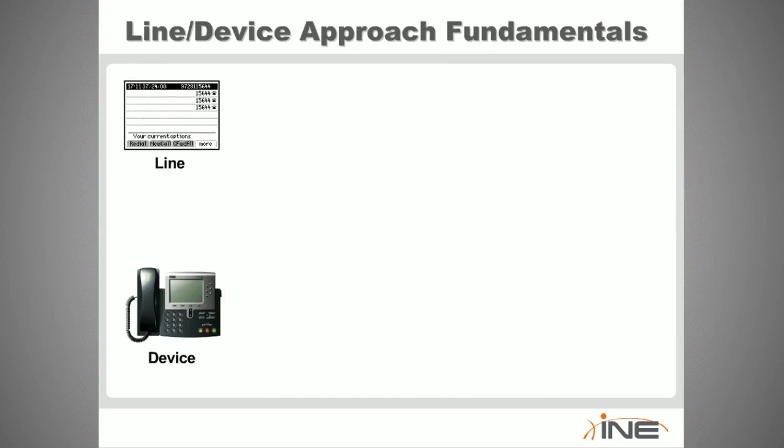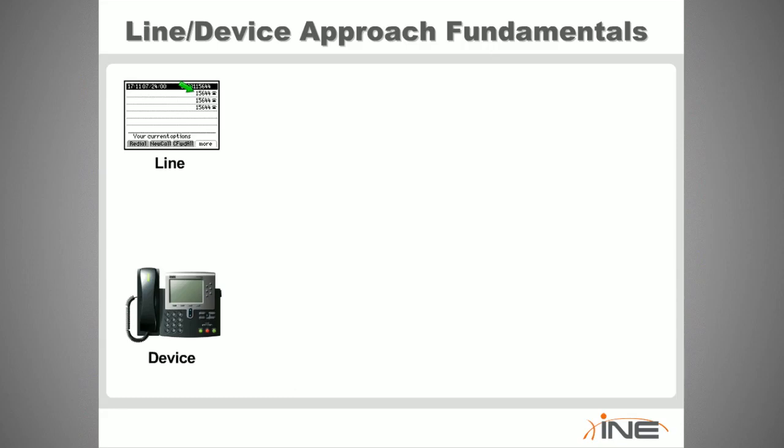So breaking from the traditional class of service, let's take a look at something called the line device approach. Now that we understand how calling search spaces work, they only work on the ingress of a call. Whenever someone goes off hook on a phone, what happens? They not only go off hook on the device itself, but they also go off hook on one particular line within that device, right? They don't go off hook on all the lines.